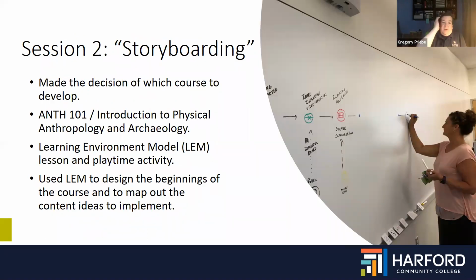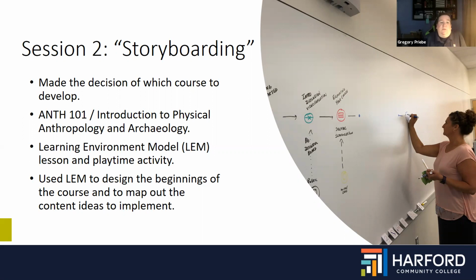So session 2 sort of went over to me for storyboarding. In this session, we made this final decision. We talked about what potential courses we could do as the capstone for this, but this was the deadline to make the final decision on which course the cohort was going to develop. It was Anthropology, Introduction to Physical Anthropology and Archaeology, that was chosen. We had a good face-to-face section, but we did not have an online section or content for it.